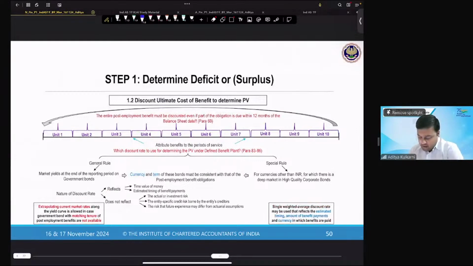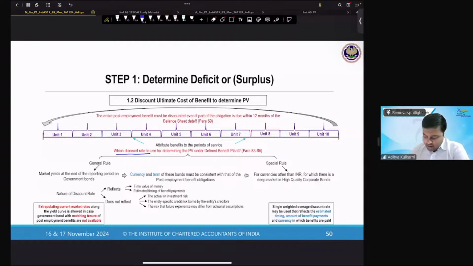Coming to the next one, we need to discount it to the present value to determine the present value. We have done this discounting. We have applied the 10% discount rate, which was given in our questions. But my point is, what is the discount rate to be used? Now, this is the theoretical part of it. What is the discount rate to be used for determining the present value?